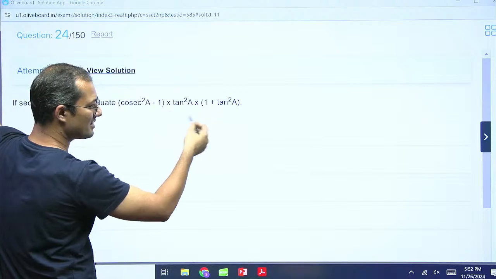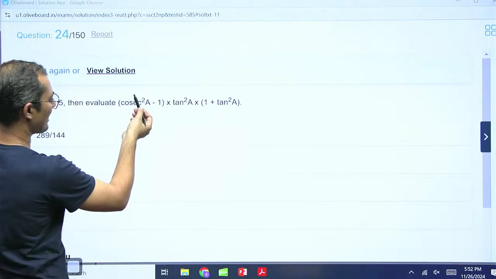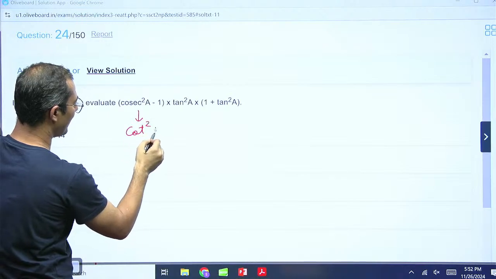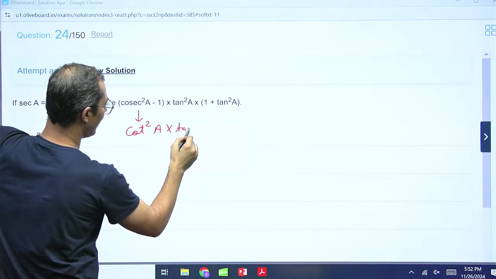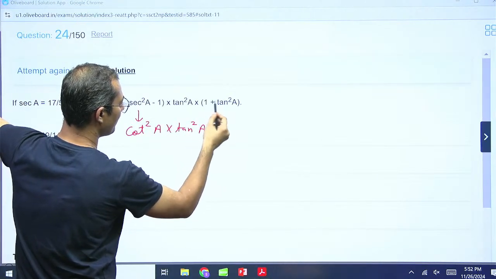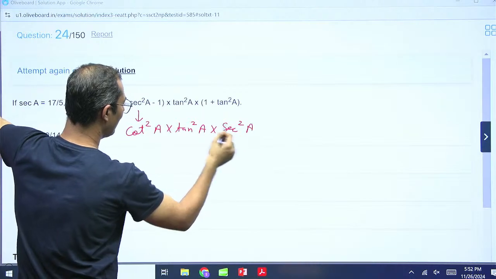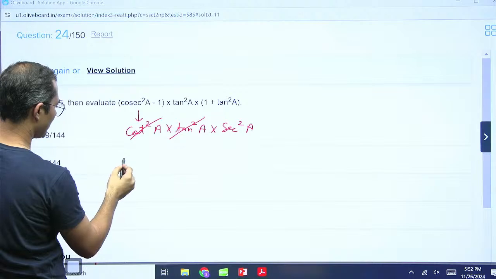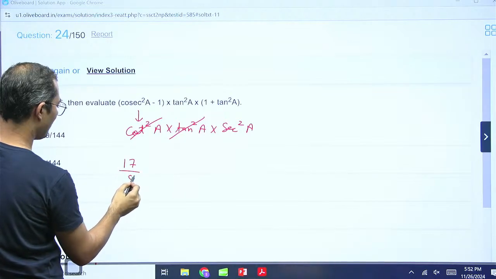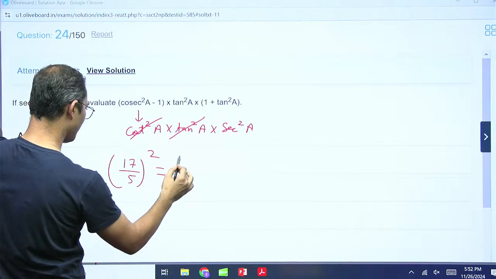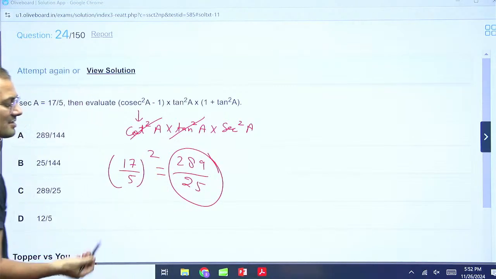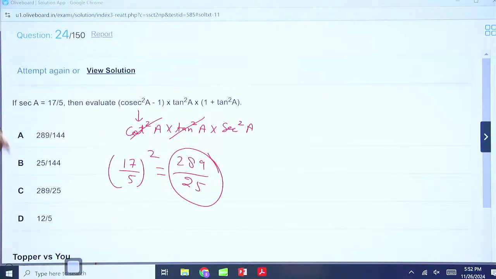We know that this is the identity based question, right? So cosec square A minus 1 is going to be cot square A, right? So cot into tan square A into 1 plus tan square, that is sec square A. Cot tan cancelled because they are inversely proportional. So the value is going to be 17 by 5 whole square, right? So it is going to be 289 divided by 25. See, within 2 or 3 seconds, we can solve this question. So C part is the right answer.